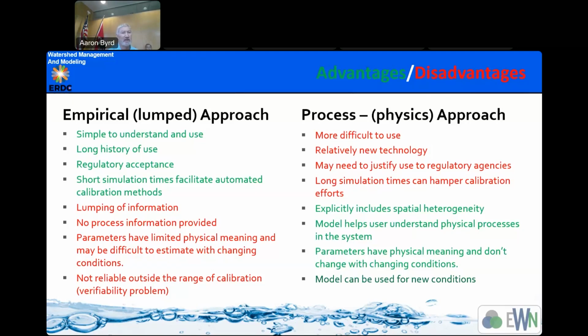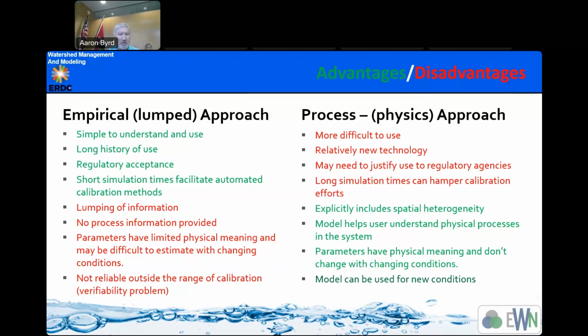And you can recalibrate if you get more data really quickly. And so that's a big advantage there. The disadvantage is you tend to lump a lot of information. If you lump it into the subwatersheds, they're probably quite large compared to a computational cell in a physics-based model. There's usually no process information provided. It doesn't help us understand the watershed. We're just modeling the response, and we're not really trying to understand the watershed.